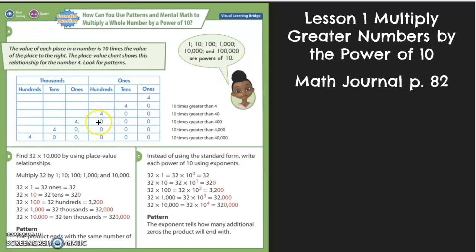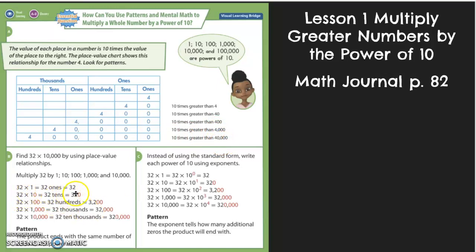So every time you go to the right, if I start here and I go to the right, it's going to be 10 times bigger. 10 times bigger. So it says 10 times greater than 4. Guess what that's going to be? 40. What's 10 times greater than 40? That's 400. It's 10 times greater than 400. That's 4,000. It's 10 times greater than 4,000. That's 40,000. And you can start to see the patterns here.